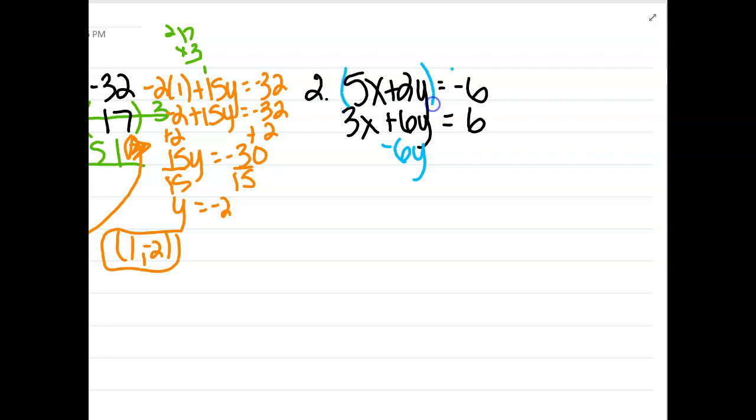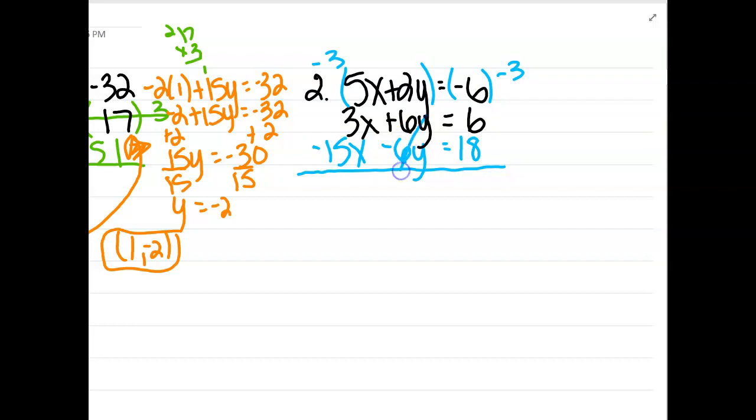Multiply by negative 3. So we're going to multiply that entire first equation by negative 3. So negative 3 times 5x is negative 15x. Negative 3 times 2y, there's my negative 6y. Negative 6 times negative 3 gives me a positive 18. Now we're at the same place we did yesterday.